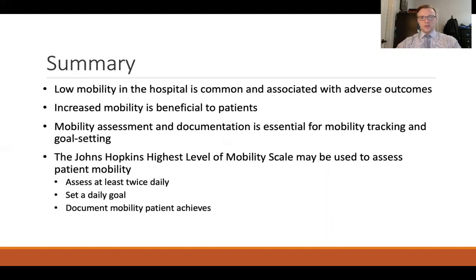So in summary, we have learned that low mobility in the hospital is common and associated with adverse outcomes. Increased mobility is beneficial to patients, and mobility assessment and documentation is essential for mobility tracking and goal setting. The Johns Hopkins Highest Level of Mobility Scale may be used to assess patient mobility, and it ideally is performed at least twice daily and is used to set a daily goal for patient mobility attainment. In this way, we can document the mobility a patient actually achieves and use this information to help our patients achieve the highest level of mobility possible for them in the hospital.